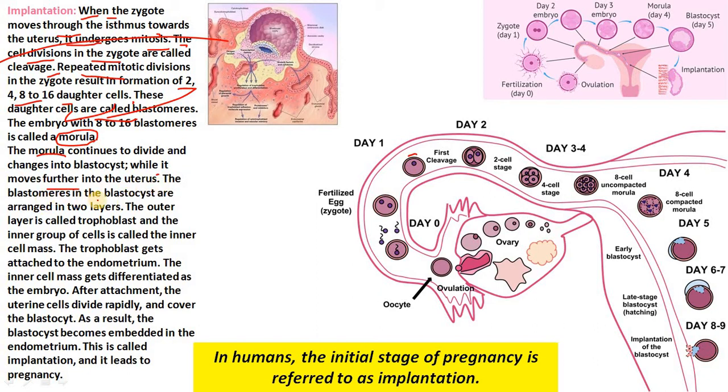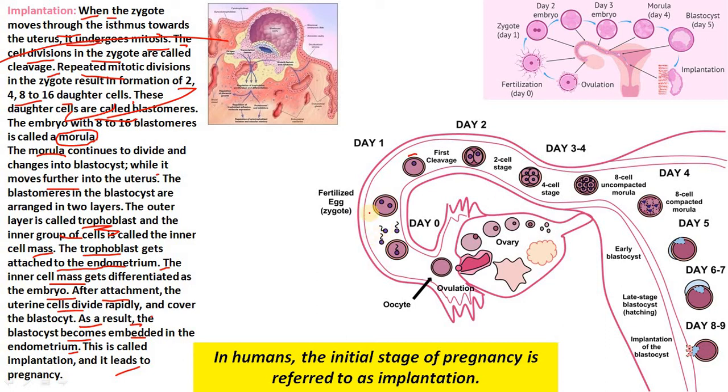The blastomeres in the blastocyst are arranged in two layers. The outer layer is called trophoblast and the inner group of cells is called the inner cell mass. The trophoblast gets attached to the endometrium of the uterus and the inner cell mass gets differentiated as the embryo. After the attachment, the uterine cells divide rapidly and cover the blastocyst. As a result, the blastocyst becomes embedded in the endometrium. This is called implantation and it leads to pregnancy.